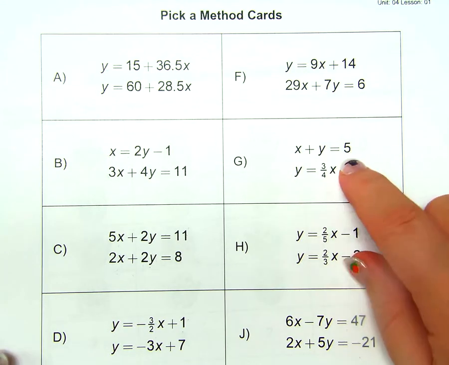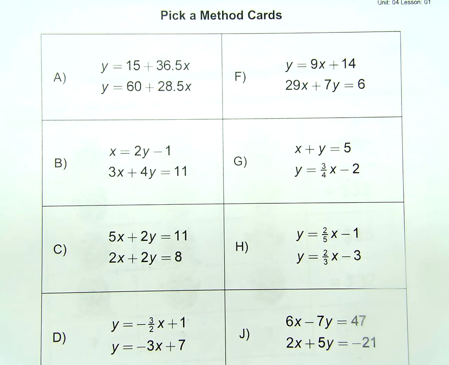So move x over here. And those are real nice numbers for graphing, aren't they? I don't think Justin agrees with you. So you would do G with substitution.